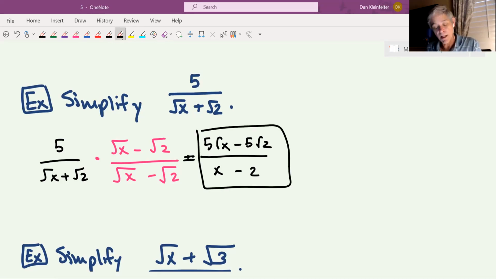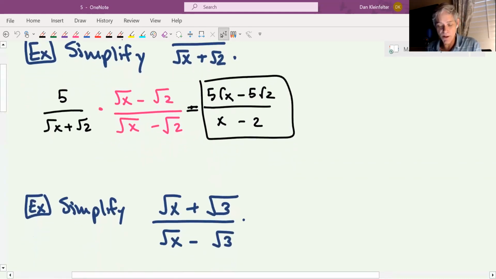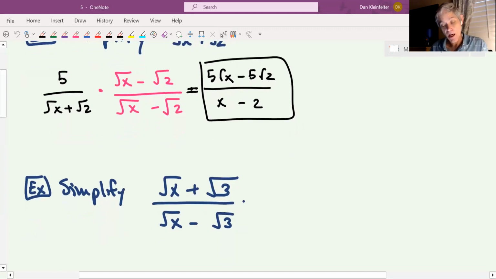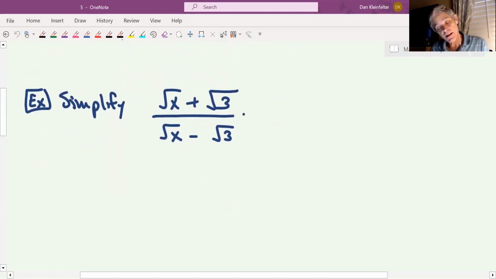And we're all done. Again, it doesn't end up really any simpler looking, but technically it is because there's no roots in the denominator. All right, here's one for you to try. Pause the video, try this one yourself, and then resume the video and see how you did.